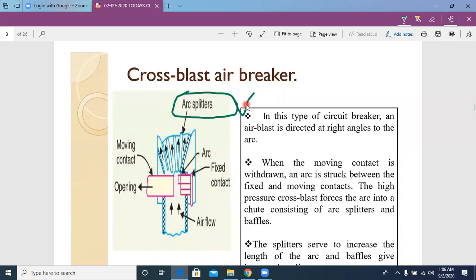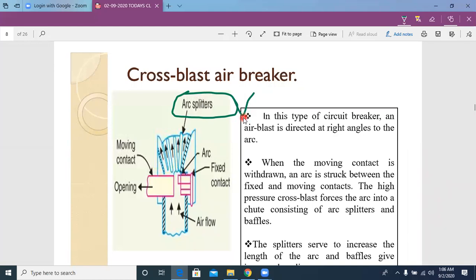Already I told you we have two types of extinguish methods. One is the high resistance extinguish method, and the second one is the low resistance or zero current interruption method. Okay. So in axial blast, in the previous one, we follow the low resistance or zero current interruption method. Now in cross blast we follow the high resistance interruption method. That is the basic difference between cross blast and axial blast.